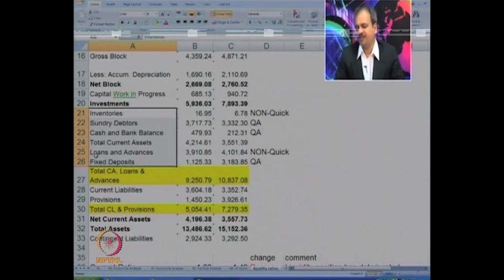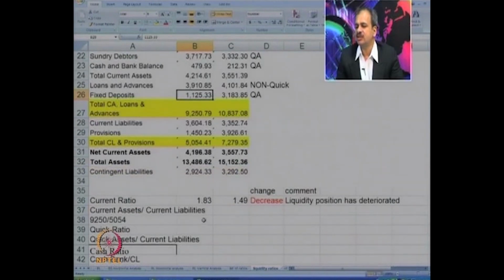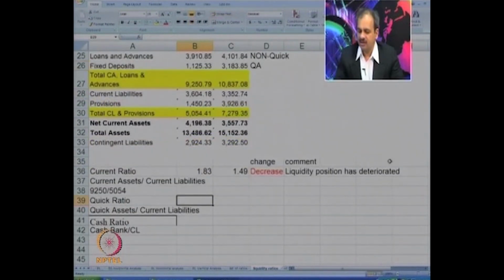I have tried to identify. We can have a look at it again. So inventory is a non-quick asset because it can't be sold that immediately. Debtors could be treated as a quick asset. Cash and bank again could be treated as a quick asset. Loans and advances are non-quick. Fixed deposits are quick because probably they can be converted into cash very easily. Thus we have got these three assets as quick assets. So we will try to take the total of these three assets.